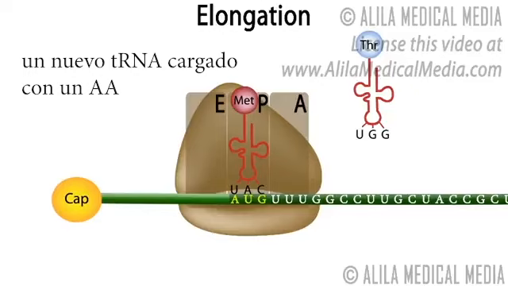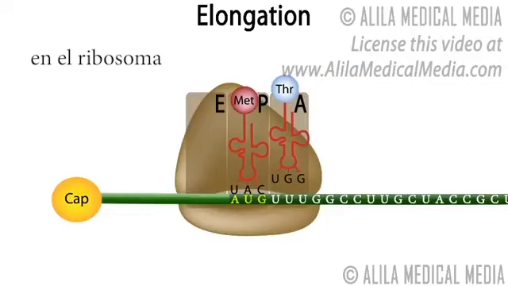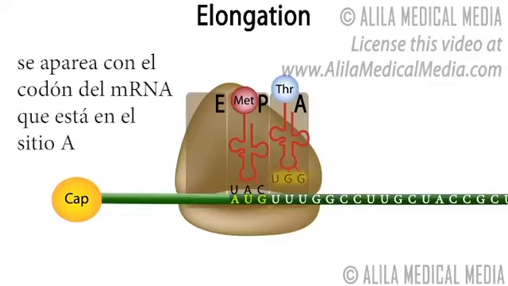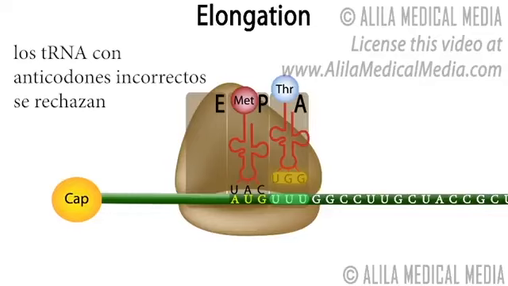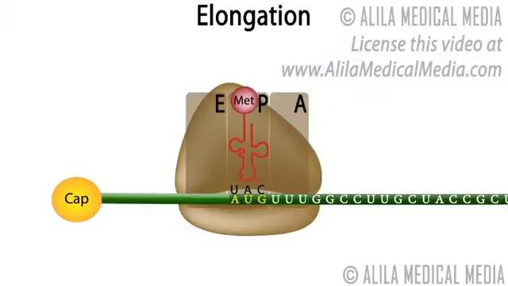Elongation. A new tRNA carrying an amino acid enters the A site of the ribosome. On the ribosome, the anticodon of the incoming tRNA is matched against the mRNA codon positioned in the A site. During this proofreading, tRNA with incorrect anticodons are rejected and replaced by new tRNA that are again checked.